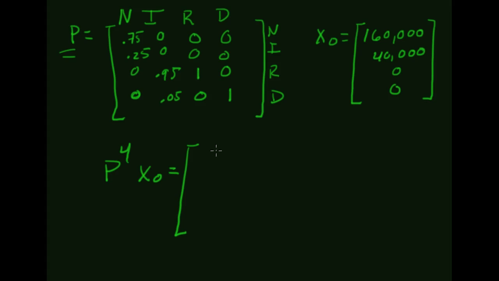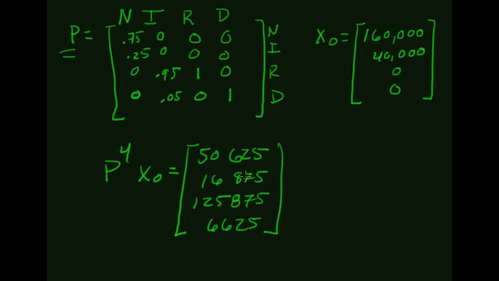So at the end of that period, I would be 50,625, 16,875, 125,875, and 66,225. So the question is how many people would be infected in year 4? The answer there would be that the state for year 4 would have 16,875 currently infected.